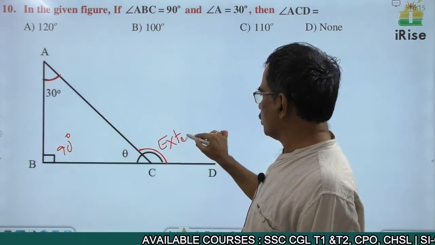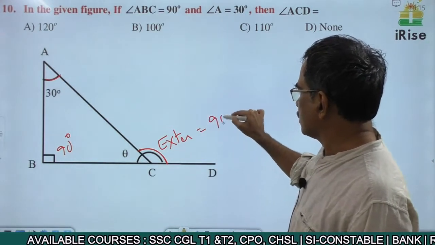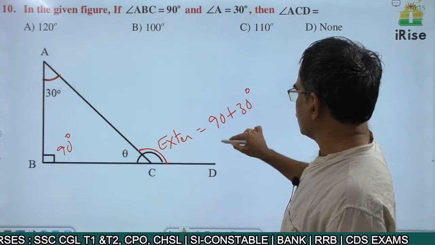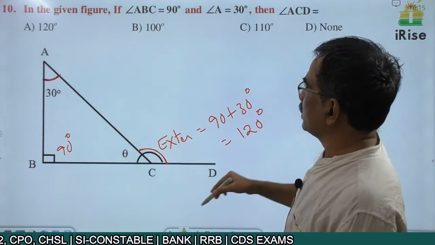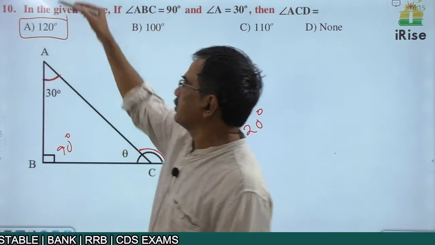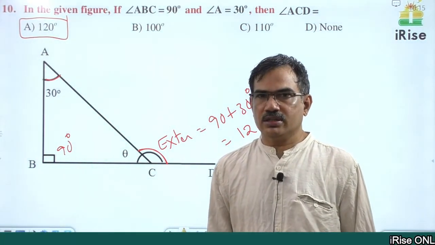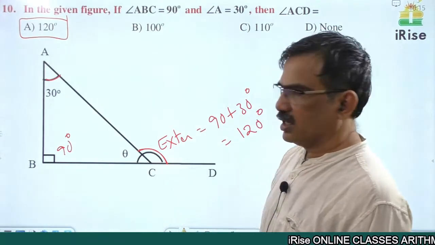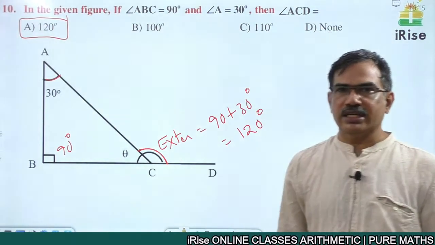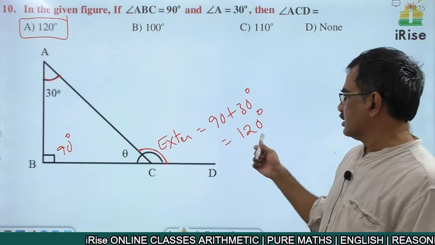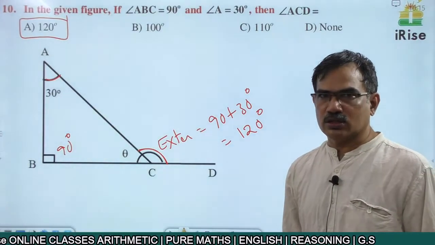Exterior angle is equal to sum of opposite interior angles. 90 plus 30 degrees, which is equal to 120 degrees. The answer is 120 degrees. Exterior angle is equal to sum of opposite interior angles. Therefore, the angle is 120 degrees. Next question.